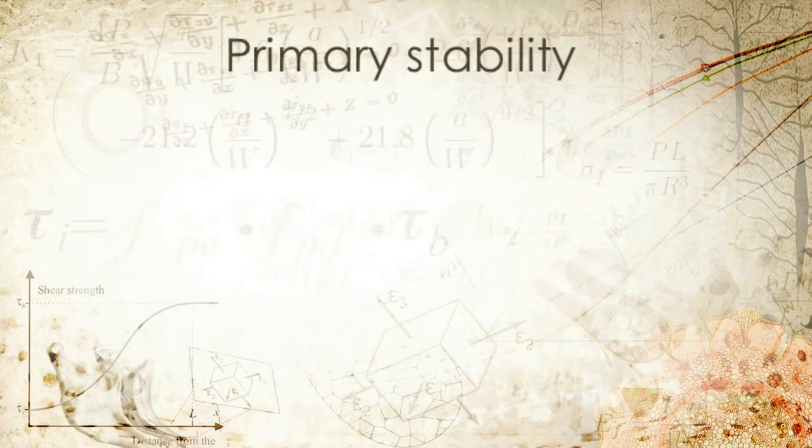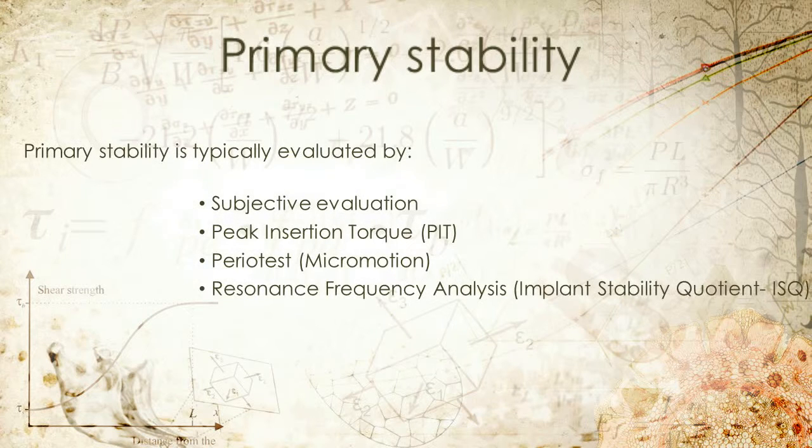And certainly, it's fair to say that there is very little available to measure primary stability. We have our own subjective evaluation. Peak insertion torque, maybe the Perrier test, and of course resonance frequency. We shouldn't shove aside subjective evaluation. The human brain actually is remarkably good at subjective evaluation.